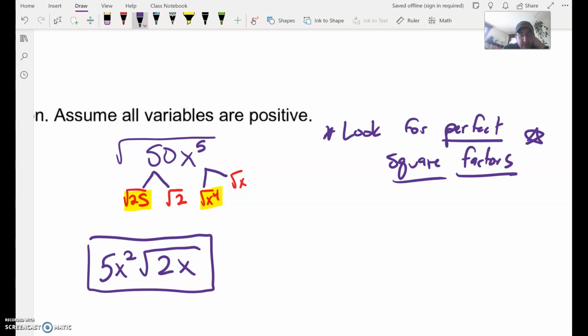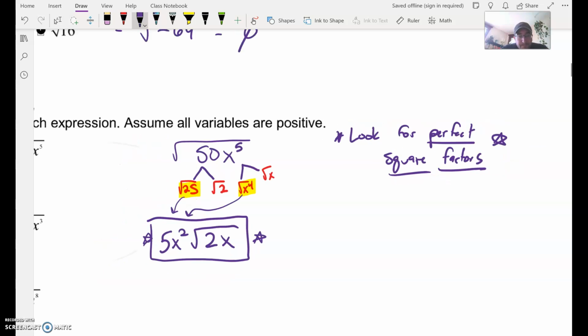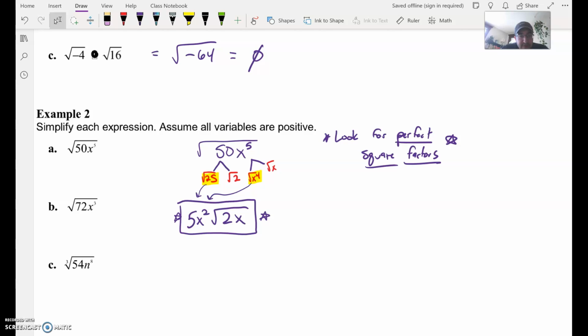This is our answer. Notice, what I highlighted in yellow were perfect squares, and those came outside. They simplified out. Okay, that simplified to this, and that simplified to this. But the root 2 and the root x, they couldn't simplify, so they stayed underneath our answer. This right here is the same exact thing as our original problem. It's just simplified. Okay, we'll do more of that. But I just wanted you to see that example.